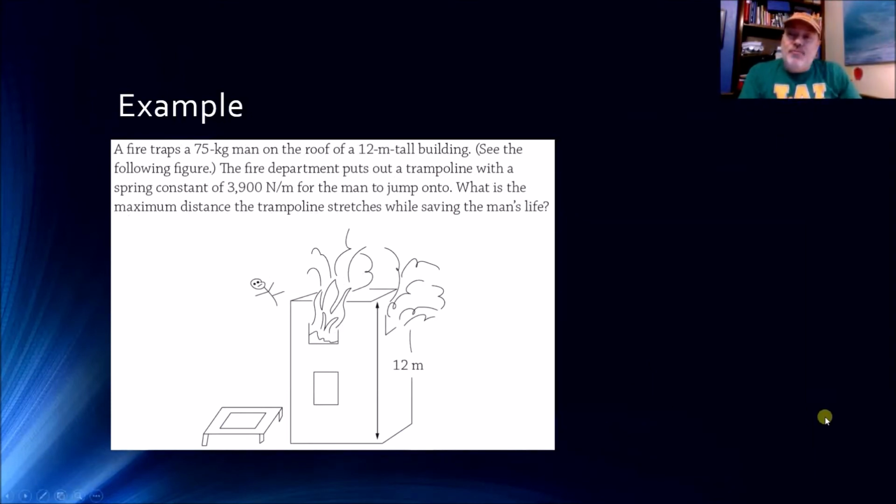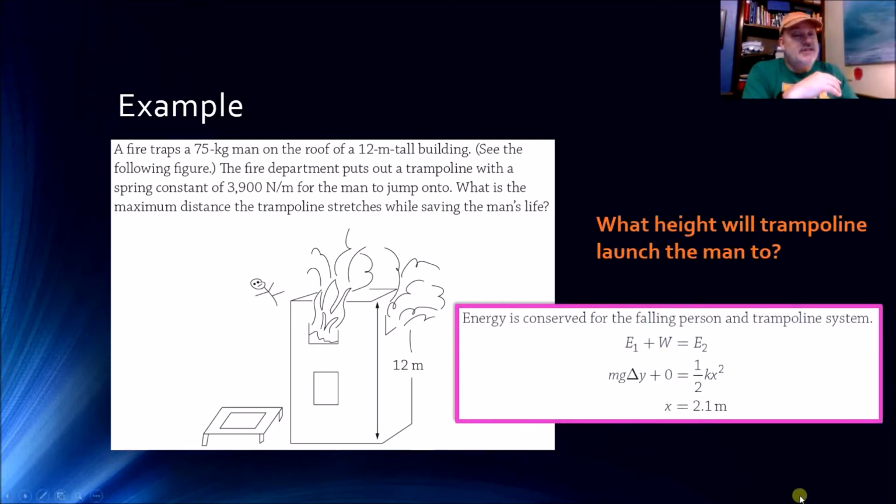All right, our next example. A fire traps a person on a roof. The fire department puts out a trampoline with a spring constant for the man to jump onto. What is the maximum distance the trampoline stretches while saving the man's life? Okay, I want you to pause the video, decide what your system is, set it up, and then solve the equation. Did you get 2.1 meters?